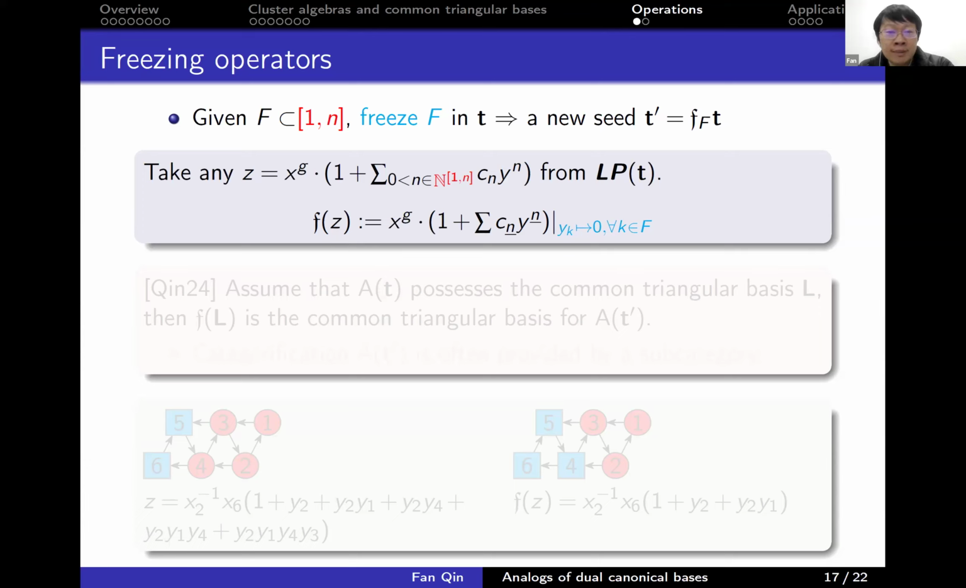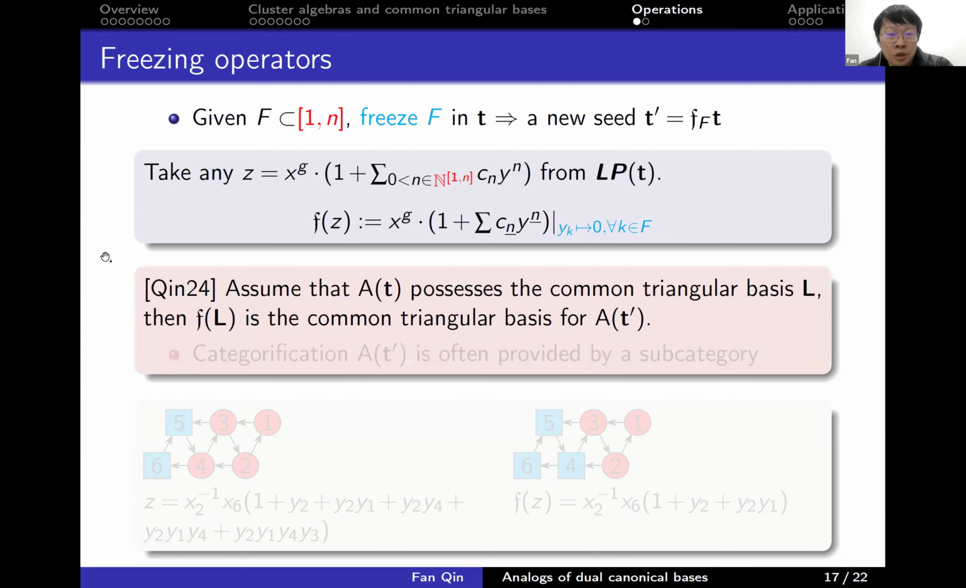And I also say that this map, at first sight, is just some modification. It is not an algebra homomorphism. It is not even a linear map in general. But we have the following result. Assume that the original cluster algebra possesses the common triangle basis. Then after freezing, after you do this change, you get the common triangle basis for this new cluster algebra. And moreover, if the original cluster algebra is categorified by some category, then this new cluster algebra, where you have fewer directions in which you are allowed to mutate, is often categorified by some subcategory. So this process in terms of category corresponds to restricting to subcategories.